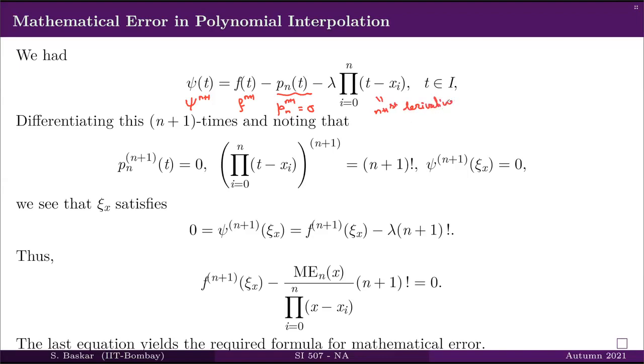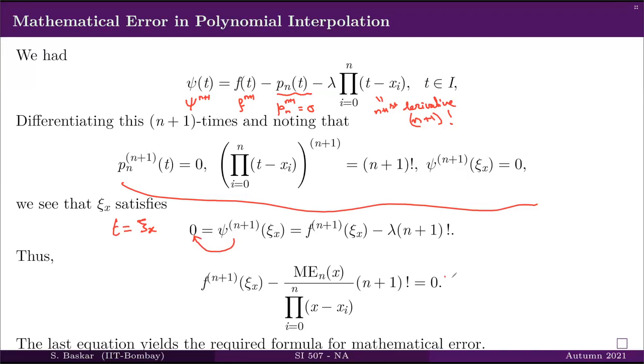That is going to be n plus 1 factorial, right? Now what you do is you put all this into the expression of psi n plus 1 and put t equal to psi x. You will see that psi n plus 1 of psi x is equal to f n plus 1 of psi x minus lambda times n plus 1 factorial. And since psi x is a 0 of psi n plus 1, you can also see that psi n plus 1 of psi x is equal to 0, right?